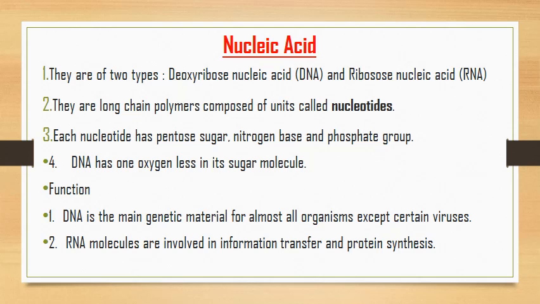Nucleic acids are of two types, DNA and RNA. They are long chain polymers composed of units called nucleotides. Each nucleotide has a pentose sugar, a nitrogen base and a phosphate group. DNA has one oxygen less in its sugar molecule. Function: DNA is the main genetic material for almost all organisms except certain viruses. RNA molecules are involved in information transfer and protein synthesis.